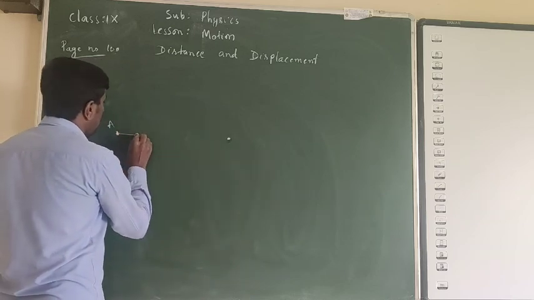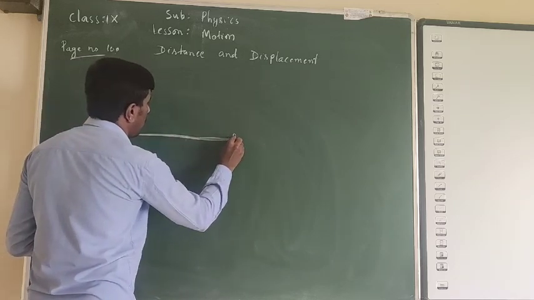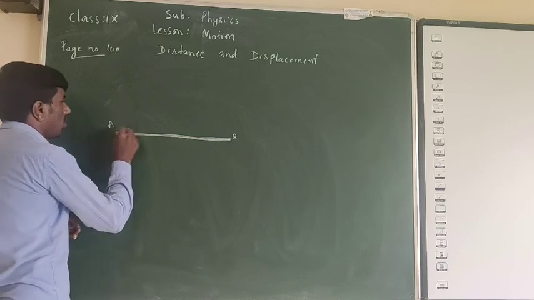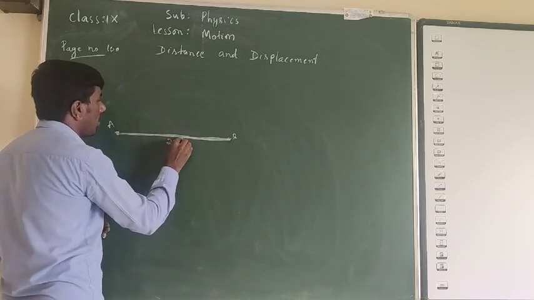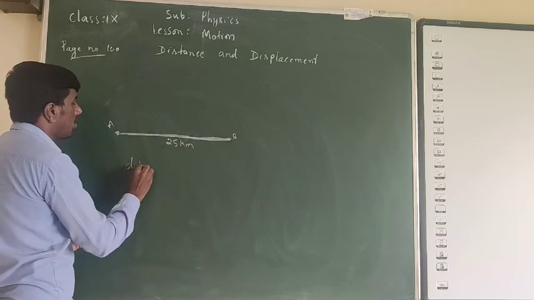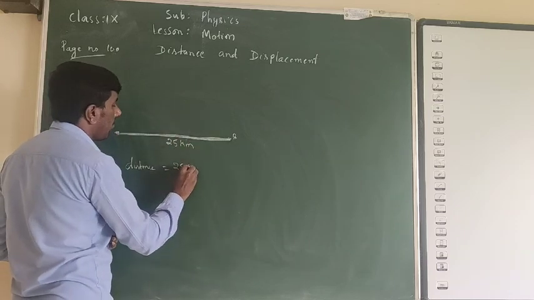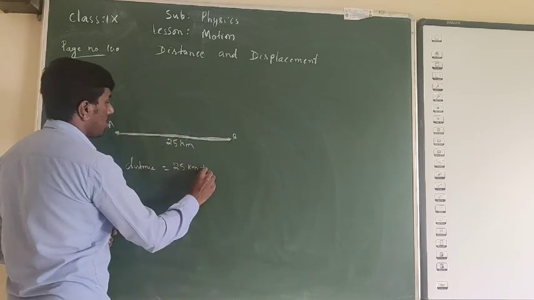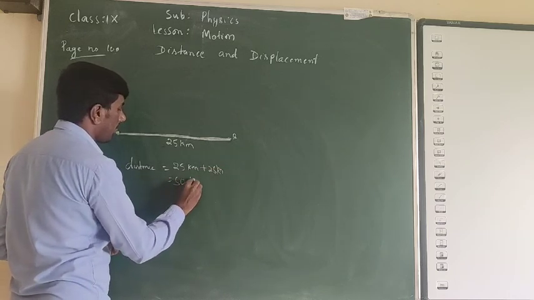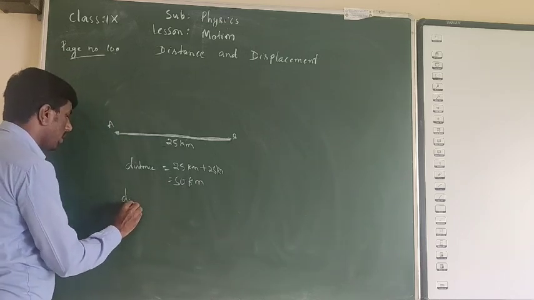I'll be going from A to B, and again I will return back to A. Suppose going from here to here is 25 km. So what is the distance traveled? We are going from A to B, 25 km. Again we return back to our same position, that is 25 km. So totally 50 km. What is displacement?